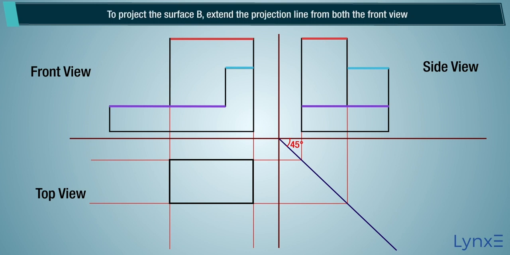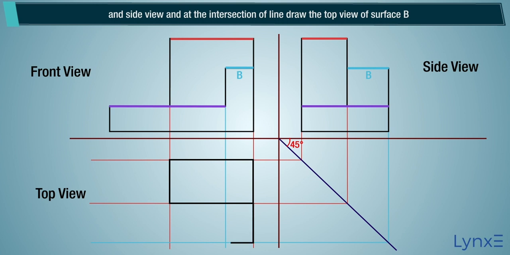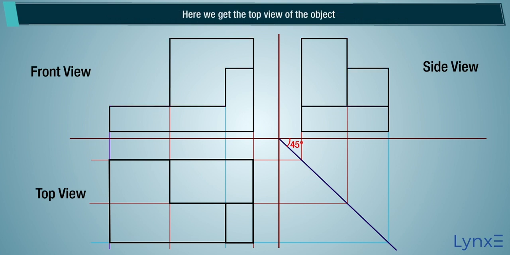To project the surface B, extend the projection line from both the front view and side view, and at the intersection of line, draw the top view of surface B. To project the surface C, extend the projection line from both the front view and side view, and at the intersection of line, draw the top view of surface C. Here, we get the top view of the object.